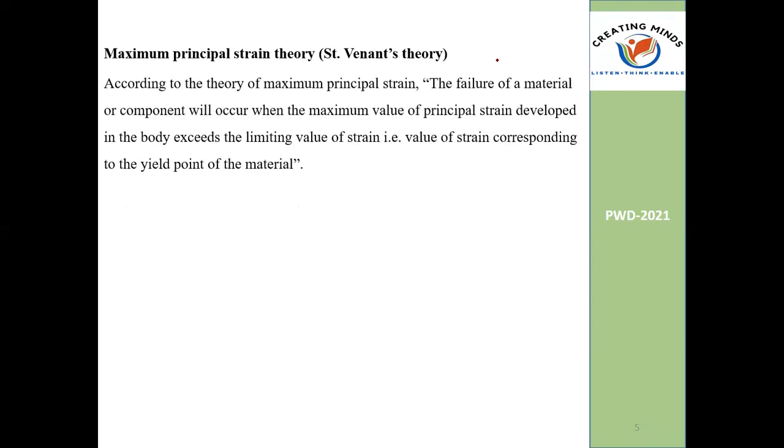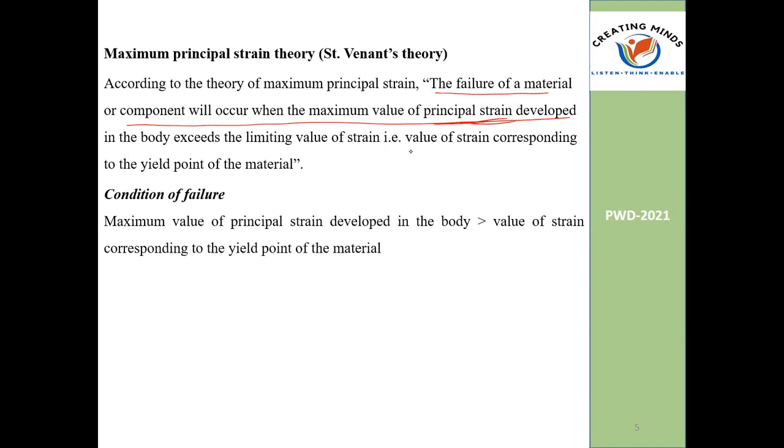Next, we move on to the maximum principal strain theory, which we also call Saint Venant's theory. The statement is very simple. As usual, the failure of the material will occur due to the maximum value of principal strain. In the previous case it was due to principal stress. In this case, it is due to principal strain. That's all, nothing else to worry about.